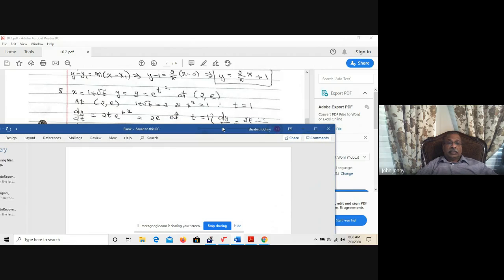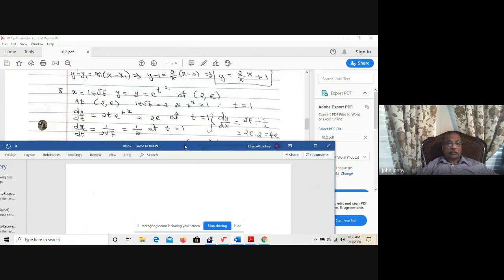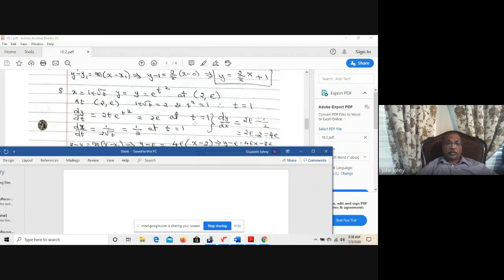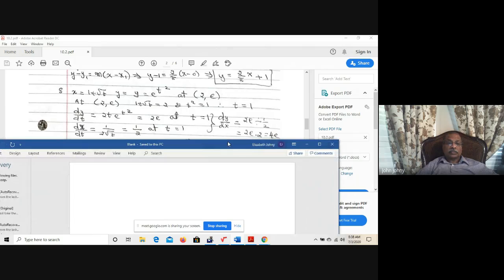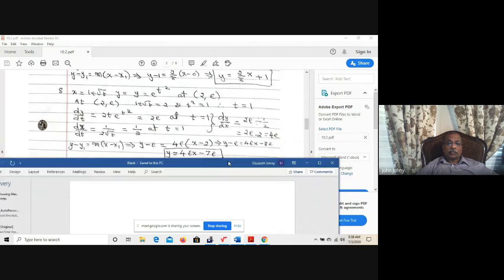dy/dt is e^(t²) times 2t. t is 1. So that is 2 times 1 times e^(1²), that is 2e. dx/dt is 1 over 2 times square root of t, which is 1 over 2 times square root of 1, that is 1/2. Therefore, dy/dx is 2e divided by 1/2, that is equal to 2e times 2 over 1, which is 4e. So the slope is 4e.